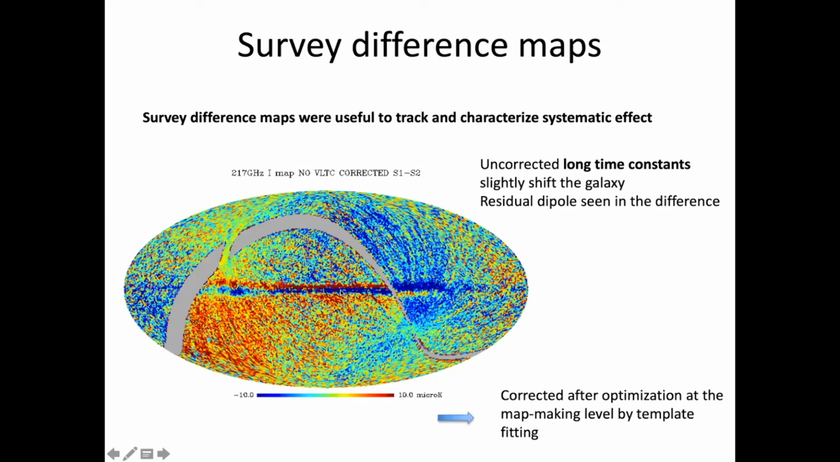This is a jackknife map. After you remove the data 6 months apart, you see a lot of residuals. This is before correction from long time constants. You can see what happens in the galactic plane: you shift the signal a little bit in one direction and you shift the other signal, 6 months apart, in the other direction, and you are left with a difference. So you can have a global method which fits those parameters by minimizing the mismatch between different surveys. That's typically what we did.